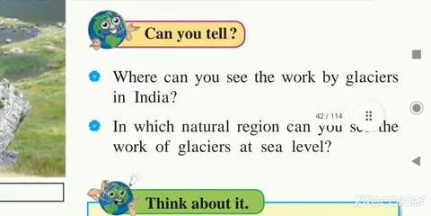Where can you see the work of glaciers in India? Mainly in the Himalayan range, the northern part of India, we see the glaciers. In which natural region can you see the work of glaciers at sea level? That is the polar region. Mainly in the polar region, we can see the work of glaciers at sea level.